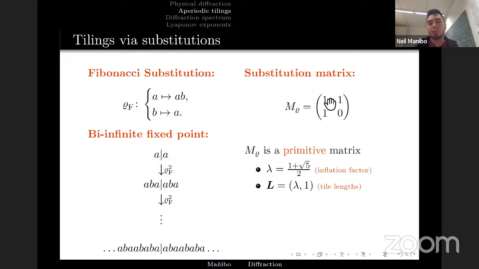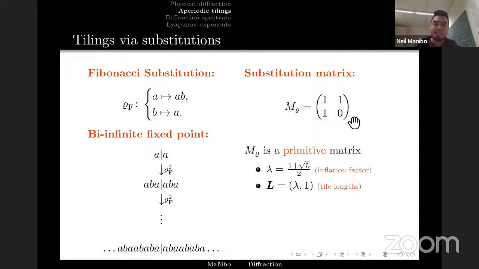So what do we mean by 1 1 here? Because A is sent to AB, you get 1 A and 1 B. And then the second column corresponds to B, and it reads 1 0 because in the image of B, I have 1 A and no B. So it encodes the combinatorics of your rule.